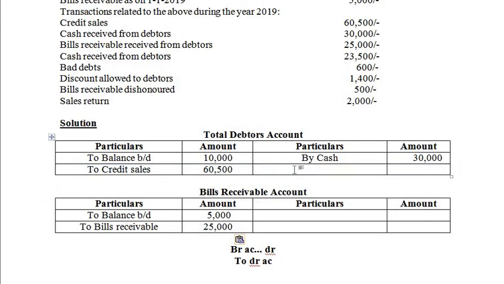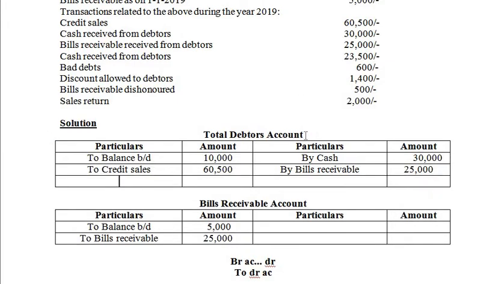So what will you write here? By bills receivable, and then the amount is how much? 25,000. Okay, so the amount is 25,000. Next, I hope all of you have understood this entry. I'll just cancel this particular entry.